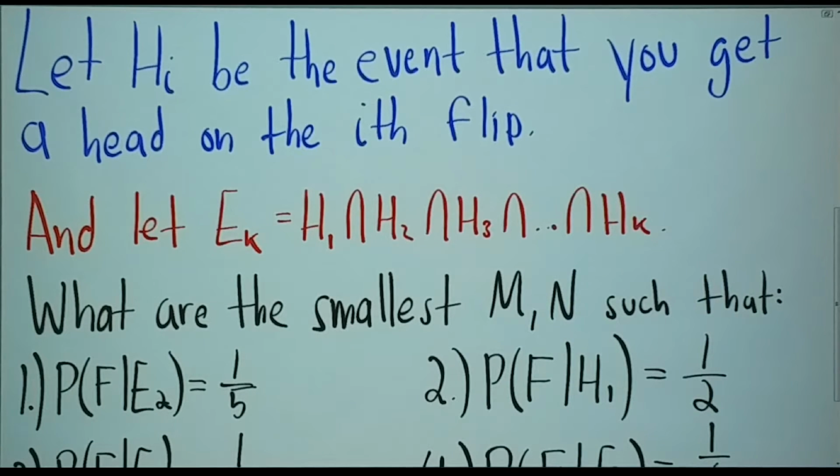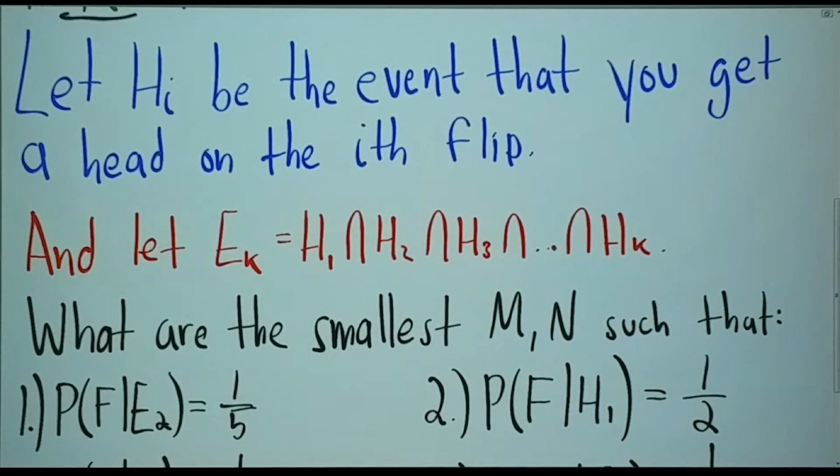Let H sub I be the event that you get a head on the ith flip. So H sub 1 is that you get heads on the first flip, H sub 2 you get heads on the second flip, and so on. And let E sub K be the event that you flip K heads in a row. For instance, we have it described here mathematically. E sub K is the intersection of H1, H2, H3, intersected all the way up to HK. So E sub 4, for instance, is the event that you get heads on the first try, and then you get heads on the second try, you get heads on the third try, and you get heads on the fourth try.